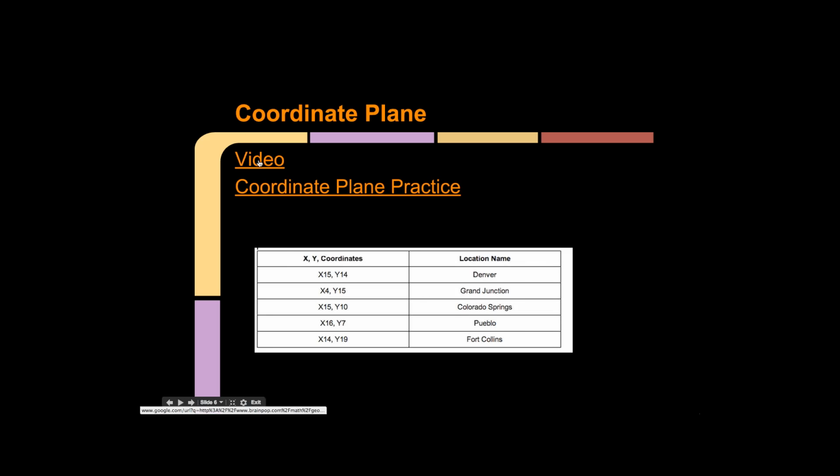All right, here we go. So today we're going to watch a little video to get more introduction to the coordinate graph. And then we are going to graph all of these points. And when we're done graphing the points, we'll have a map of Colorado with Denver, Grand Junction, Colorado Springs, Pueblo, and Fort Collins on it. So using these coordinates, we'll be able to create a pretty cool little graph. All right, so are there any questions before we get started?